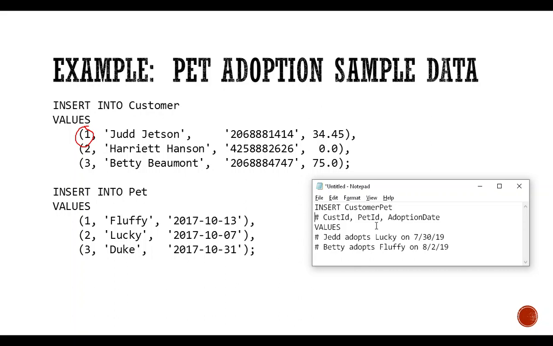So once you do that, then we understand how to do this by coming up here and saying, okay, how do we record Jed adopts Lucky? Well, Jed is customer number 1, Lucky is pet number 2, and then the adoption date 2019-07-30, right? Then we can put a comma, and then we can go to the next one. Betty adopts Fluffy. Betty's customer 3, Fluffy's pet 1, and the date 2019-08-02.